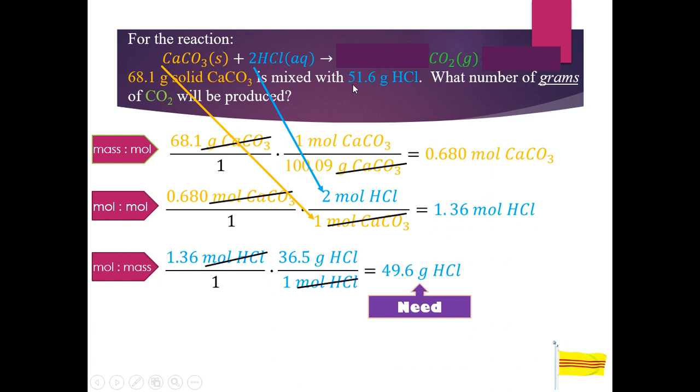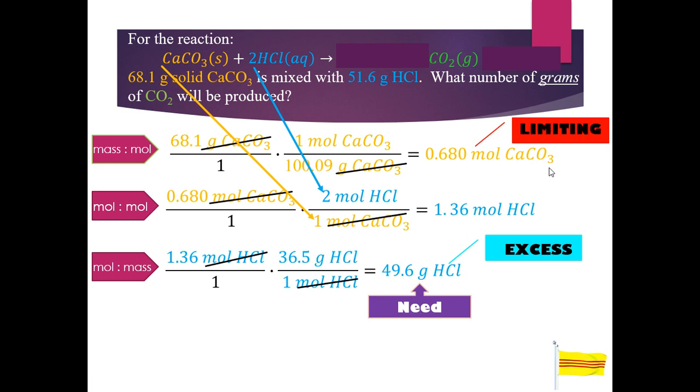So in this case, since you have more than what you need, hydrochloric acid is your excess. Okay. So anytime you're given more than what you need, that is extra, quote unquote, excess. Well, if hydrochloric acid is the excess reagent, then by deduction or by default, calcium carbonate needs to be your limiting reagent. Okay. So in this case, calcium carbonate is our limiting reagent.